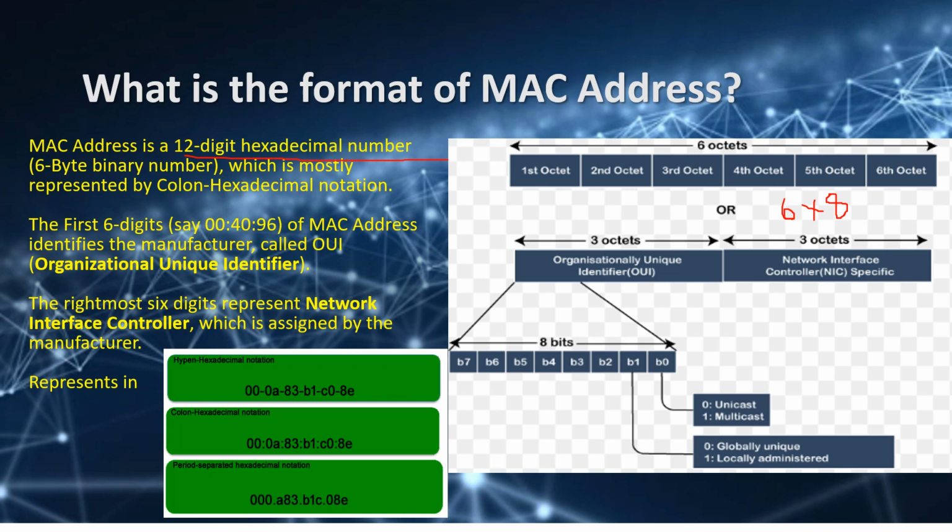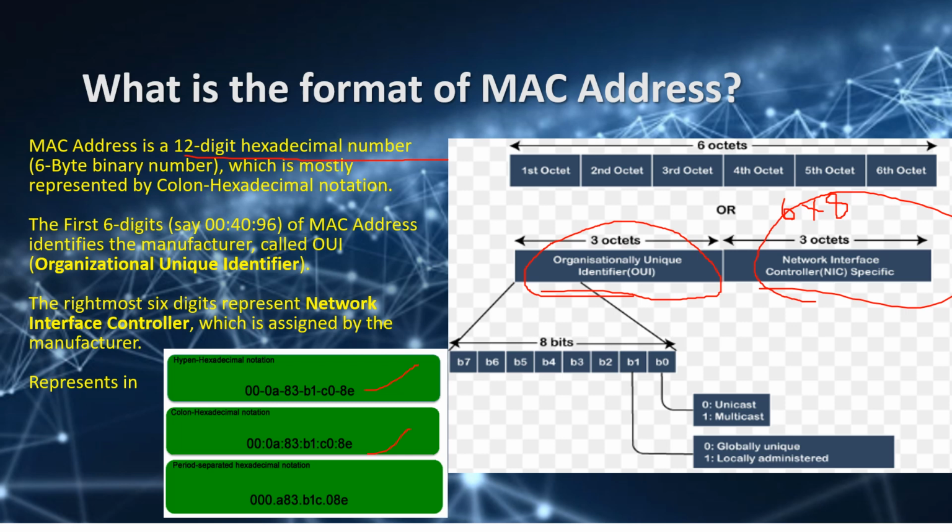The first 24 bits are used by the organizationally unique identifier. The next 24 bits are used by the network interface controller, which is assigned by the manufacturer. It's represented in 3 notations: hyphen hexadecimal notation, colon hexadecimal, and period-separated hexadecimal. We can see these in our Windows and Linux based systems. This format is mostly on Cisco systems. We can see this colon-based hexadecimal.